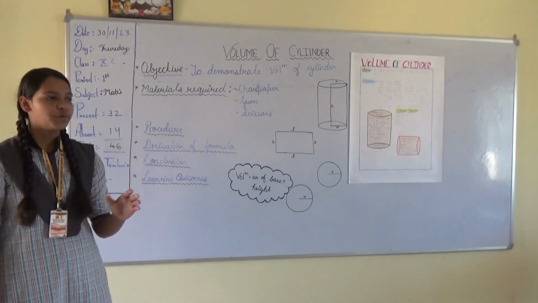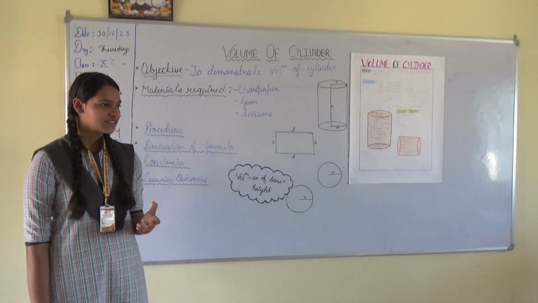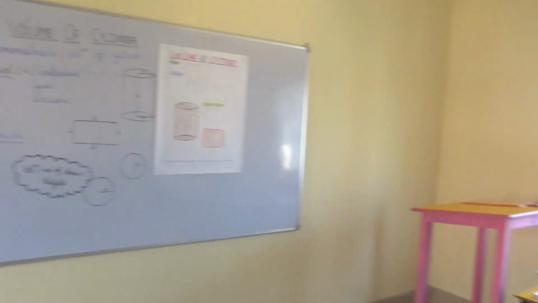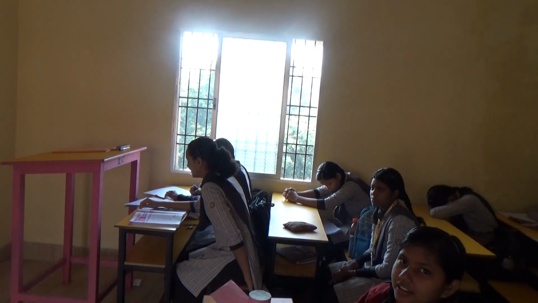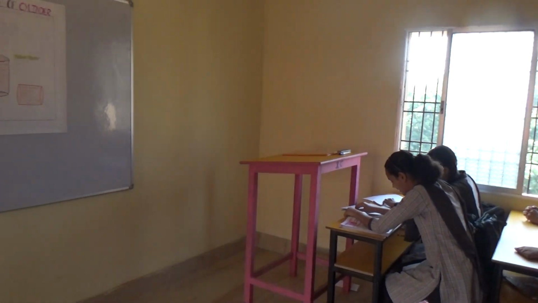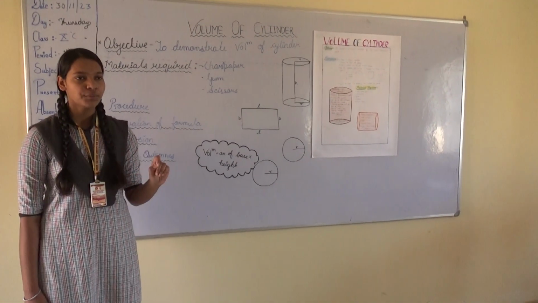But do you know what the formula for the volume of a cylinder is? Yes. Pi r square h. Bhan is right. The formula for the volume of a cylinder is pi r square h. But do you know how it is formed?